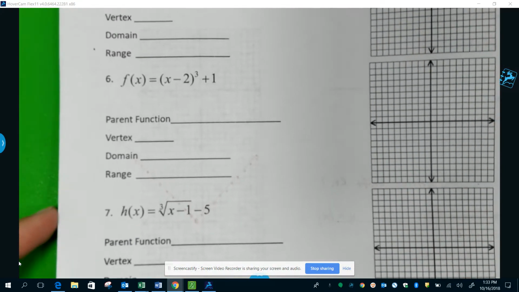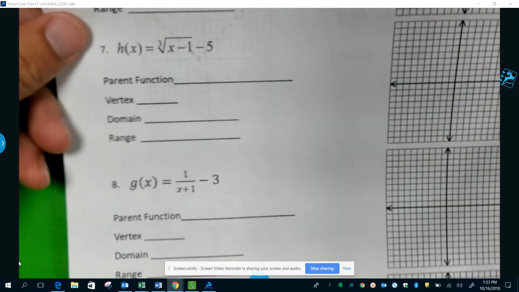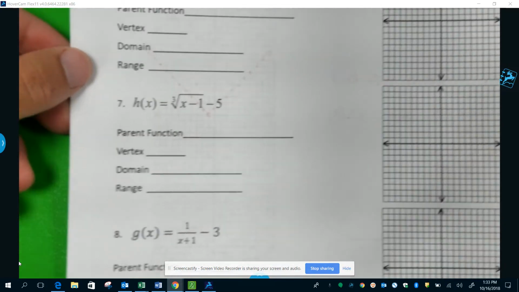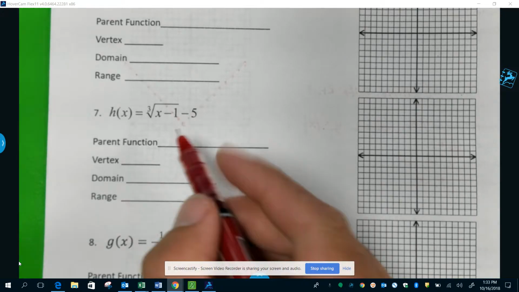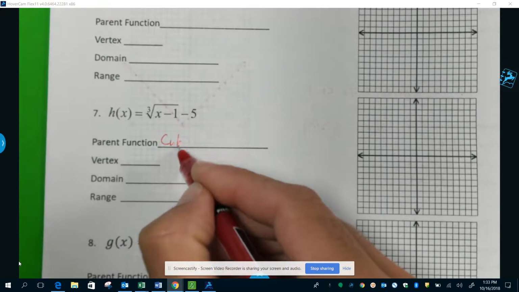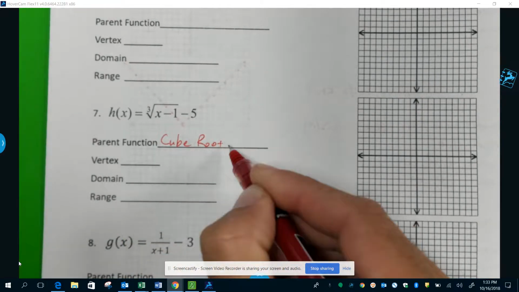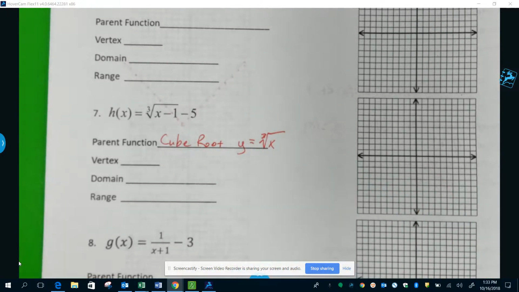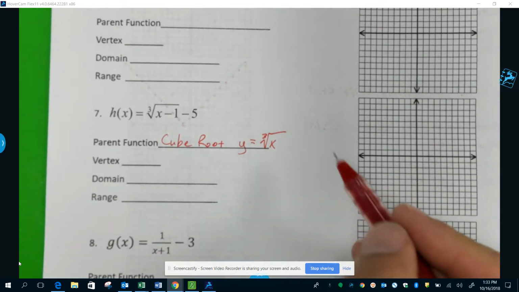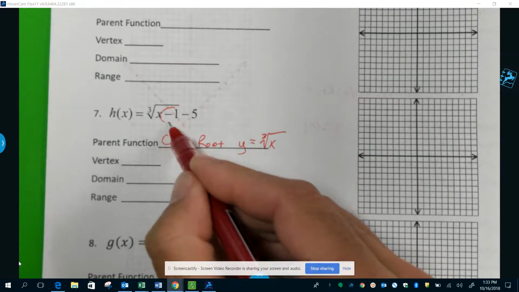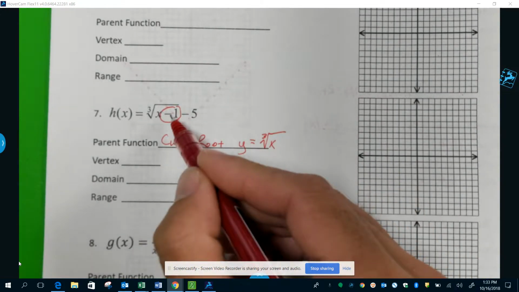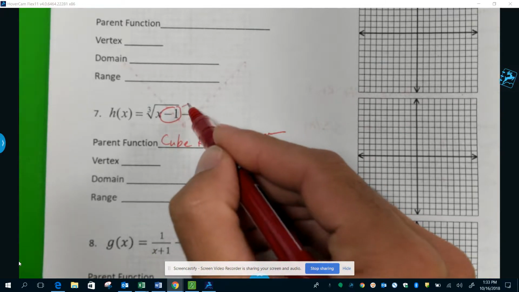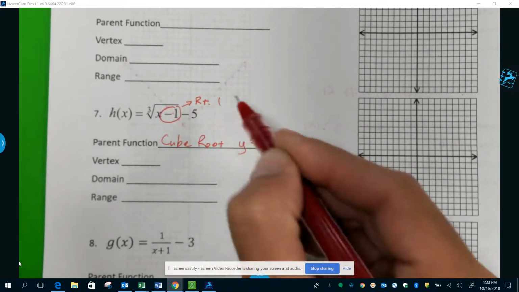All right, flip it over to the back page. Now let's do a couple different translations. If we look at number 7, we have a cube root function, and the parent function for cube root is y equals cube root of x. Since we have a negative 1 inside the house with the x, that's going to shift us to the right 1 space.